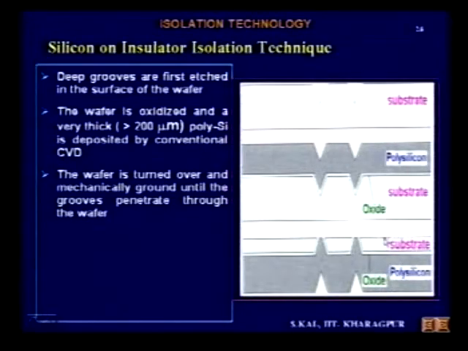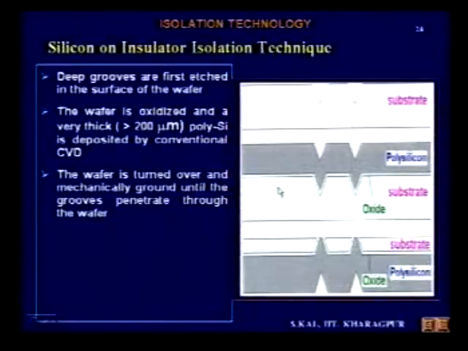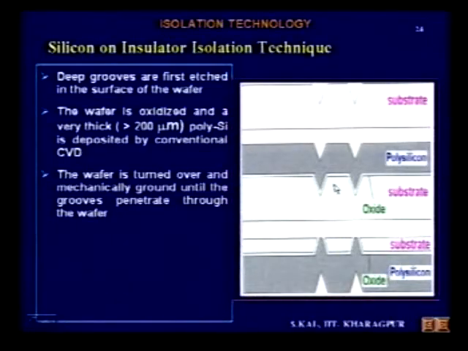So with the substrate at the top layer, you grind and polish it. You remove the substrate by grinding and polishing, and you etch it up to this level. Etch means you just grind it. That means you remove silicon up to this level. Now you see it looks like this. Just look at the figure. You just invert it upside down. Now this substrate is ground until the grooves penetrate.